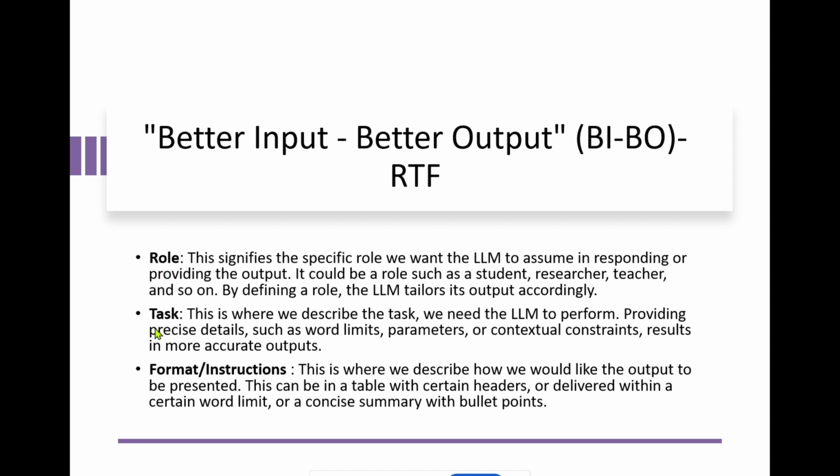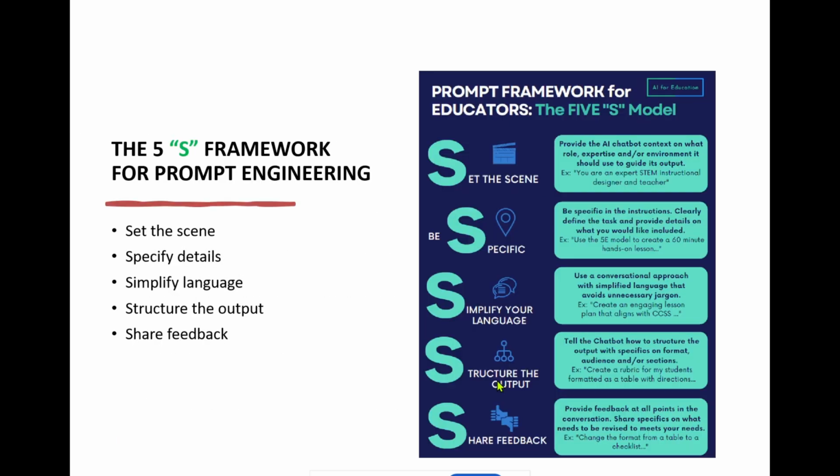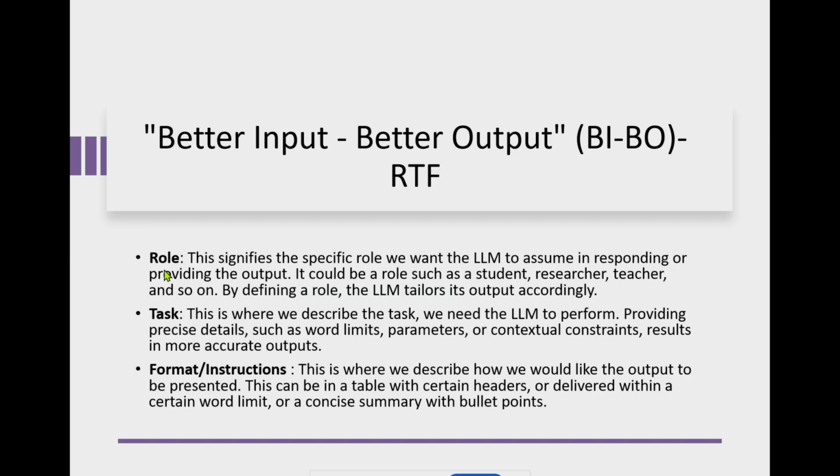The 5S framework for prompts. To go even further, use the 5 S's for crafting effective prompts. 1. Set the scene. Provide context so the model knows the situation. 2. Specify details. Be precise in what you ask. 3. Simplify language. Use plain, direct instructions. 4. Structure the output. Ask for clear formats, tables, lists, headings. 5. Share feedback. Refine the prompt based on the results you get. Think of prompt engineering as a conversation. The clearer you are, the better the model performs.